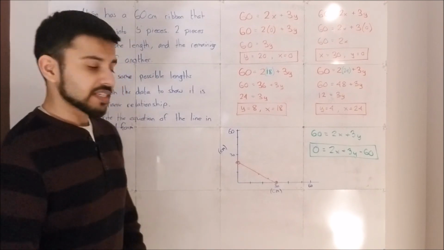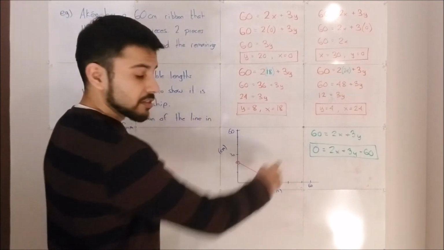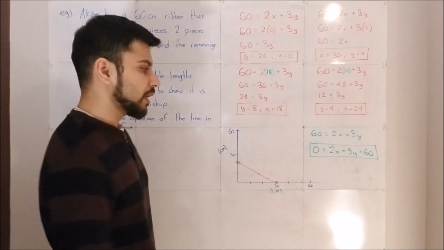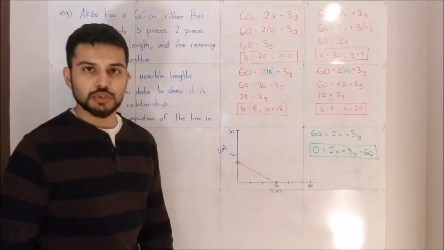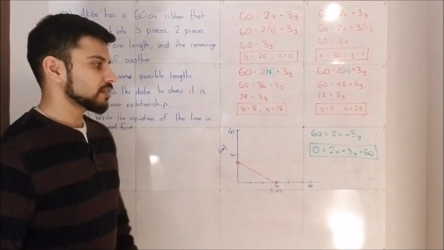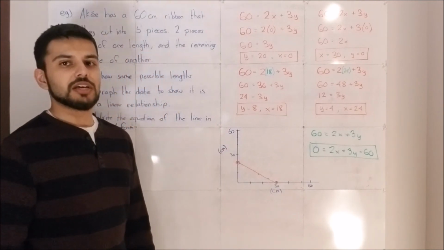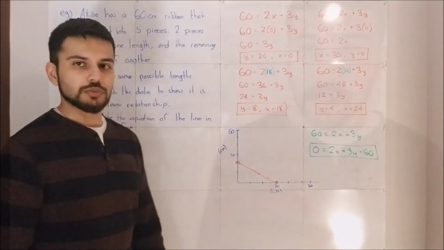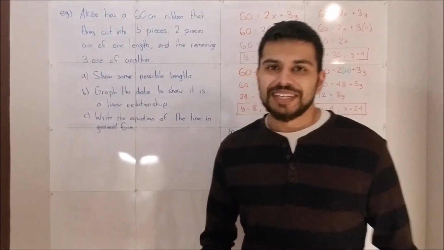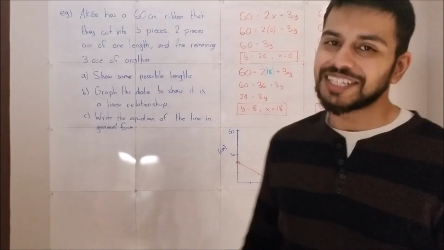By subtracting 60 on both sides, I get an isolated 0, which is what I want for general form. My x value comes first, so my Ax is 2x. My By is positive 3y. And my C value is negative 60. That would make general form: 2x plus 3y minus 60 equals 0. So how's that for a lot of work? Yeah, that's our equations of lines.